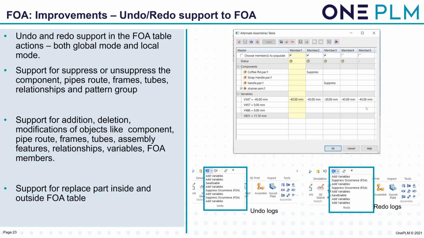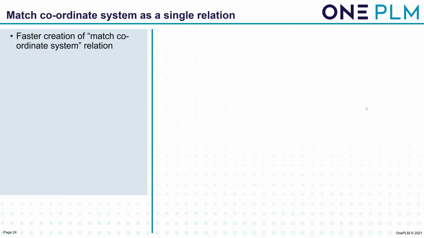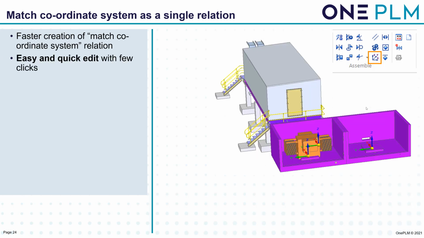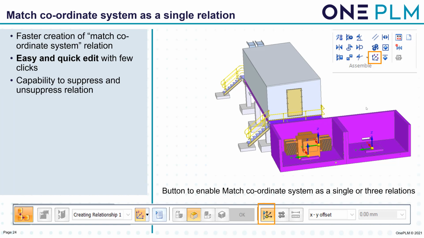Also support for replace part inside and outside of an FOA as well. So we'll get any kind of FOA changes will now appear as an undo and redo. So match coordinate system as a single relation. So faster creation of match coordinate system relation. It's easy and quick edit with fewer clicks.